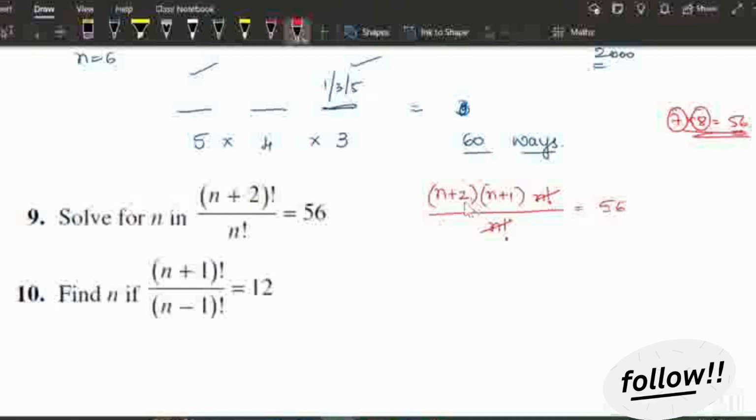See which is the bigger number. n plus 2 is the bigger number and n plus 1 is the smaller one, right? So write it as 8 into 7 equals 56. It means n plus 2 is 8, which implies n is 8 minus 2, which is 6. So this is your answer. Solve for n. The value of n is 6.